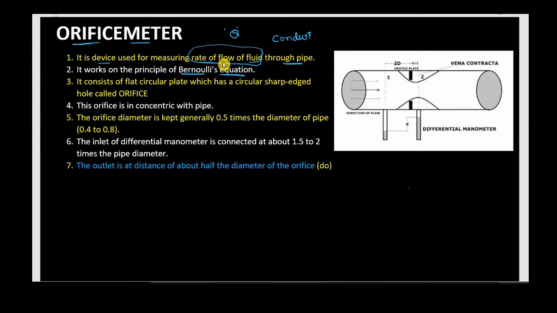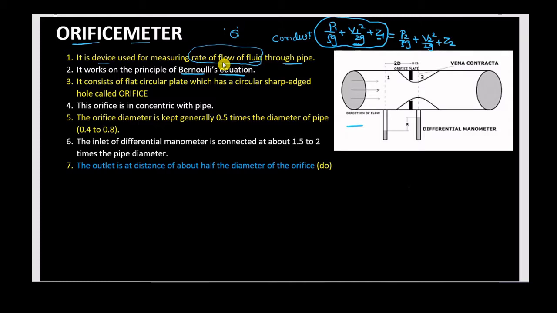What is Bernoulli's equation? That is P1 by rho g plus V1 square by 2g plus Z1 is equal to P2 by rho g plus V2 square by 2g plus Z2. Understood? So the left side terms are the total energy at the inlet. Total energy means this is pressure head P1 by rho g, the second term is velocity head and the third term is potential head.